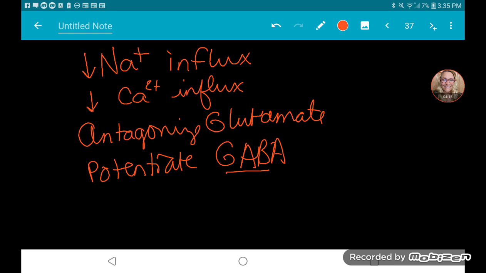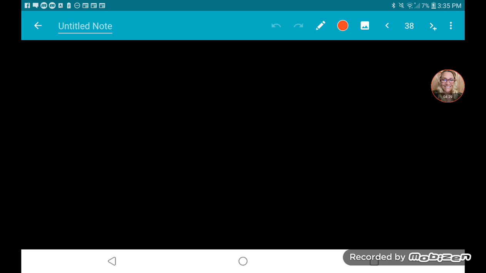So we just want you to know that there's a Lennox-Gastaut syndrome where there's a severe form of epilepsy. It can occur in the preschool years. It involves a developmental delay and a mixture of different types of seizures, both focal and generalized onset.